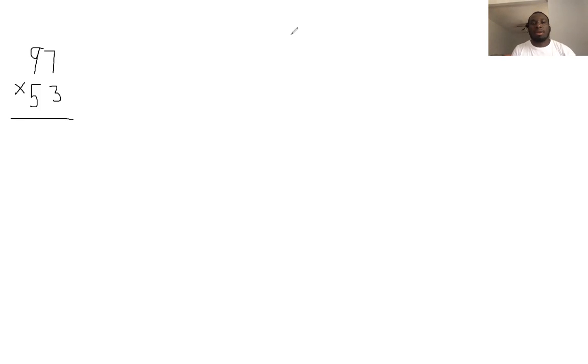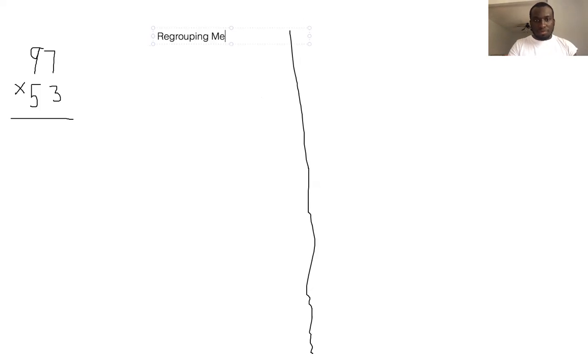And I'm going to split the screen. So one side is going to be for my regrouping method, and the other one is going to be for my rectangular array method. So this is my regrouping method over here. And then over here is going to be my array method. So let's start with our regrouping method first.